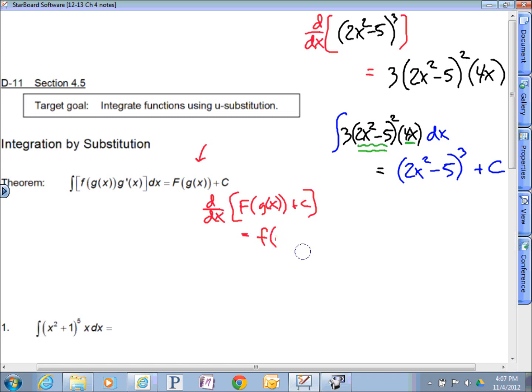I'm doing chain rule. g of x is inside, so first do the derivative of capital F, which should be f of g of x, times the derivative of the inside function, which should be g prime of x, plus the derivative of c, which would be 0. If you look at what I have right here, it matches exactly with what I have right there. So what is the antiderivative of this? First off, what you guys are going to be looking for is an inside function. So g of x is your inside function.